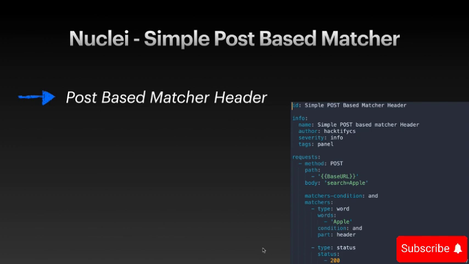As you can see on your screen, here's a sample template. This is a simple post-based matcher in the header, wherein we can see the method is post. This is the path for which we are sending the request. The body contains a key value pair. In the matches condition, it is specified that we want to match for the word Apple, but it should be in the header, as you can see, which has been specified by part header. And we are also matching a status code 200.